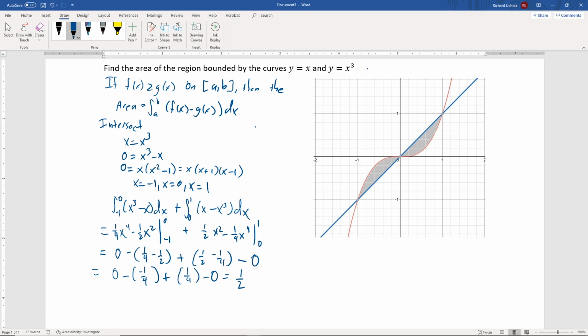Now another thing is, if you didn't want to take the time to do that, you could break it up into those two integrals and then just take the absolute value of each one. Because if you did it incorrectly by having the one that was actually on bottom first minus the one that was on top, you would just get the negative of that area. So you could just take the absolute value of that. So that would be another way to do it.